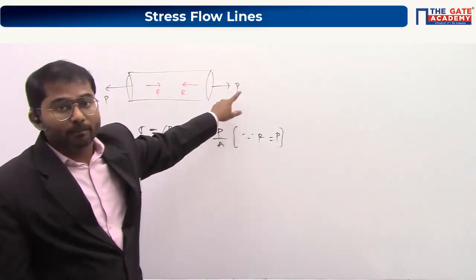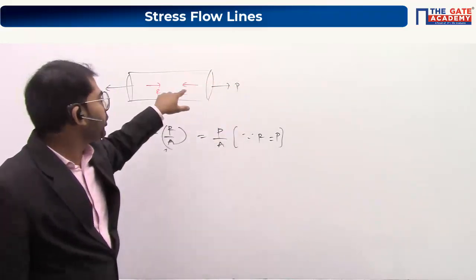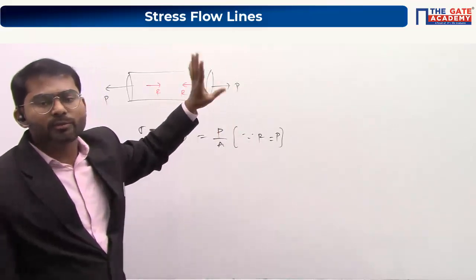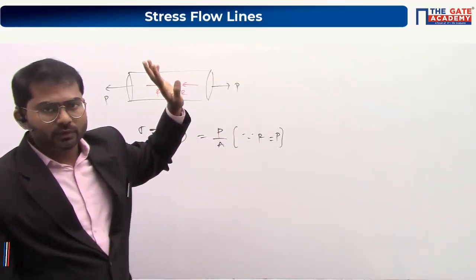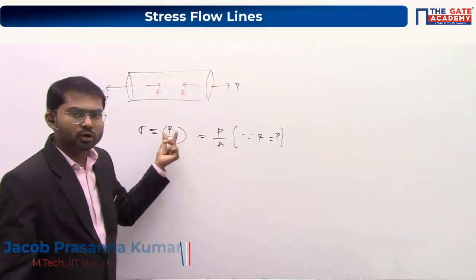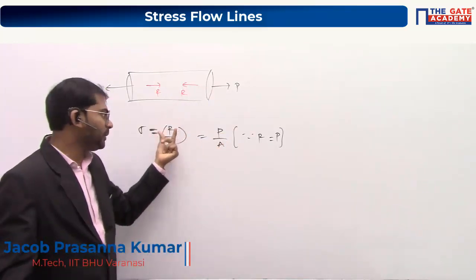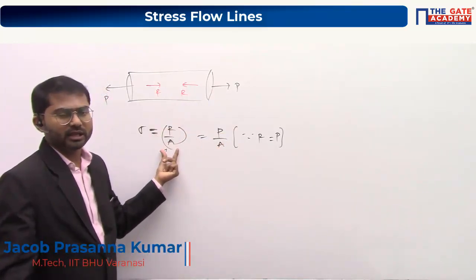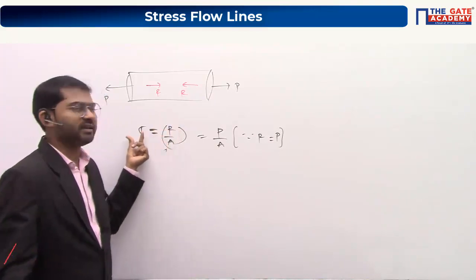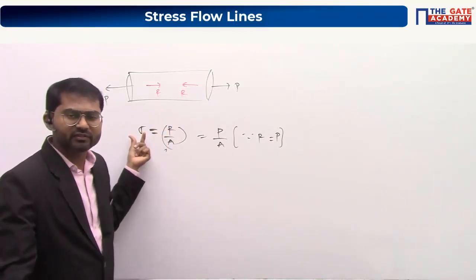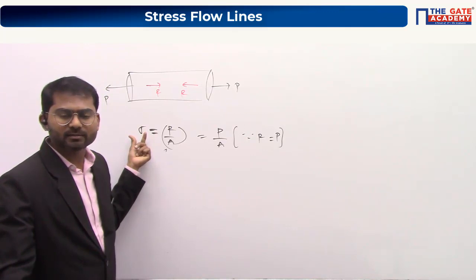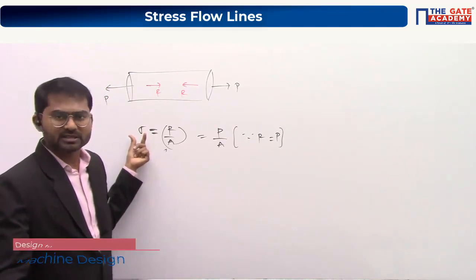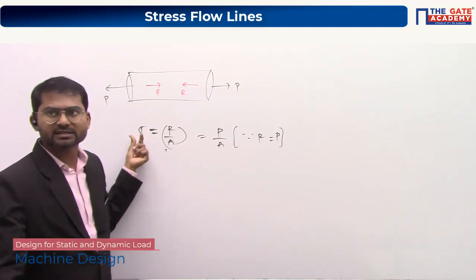Understand? Okay. But every material has a limit of producing R. R cannot go beyond some value. In other words, R cannot go beyond some value means R by A cannot go beyond some value. That means R by A, or sigma, has some limit after which it will fail. That is called nothing but failure stress, or basically the strength of the material. Are you able to understand, everyone?